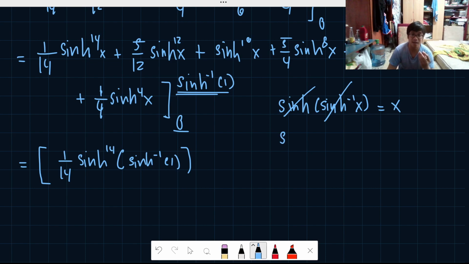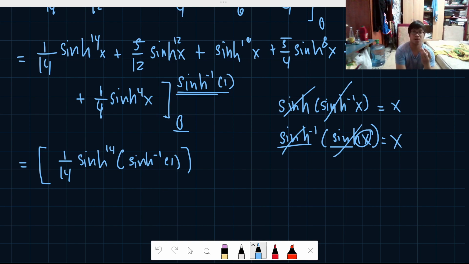And that's the same thing if we put inverse hyperbolic sine of hyperbolic sine of x instead. Still, it's the same thing. We cancel them, and what's left is x. You see my point? Whether it's sine then inverse sine of x, or inverse sine then sine of x, the answer is still x.